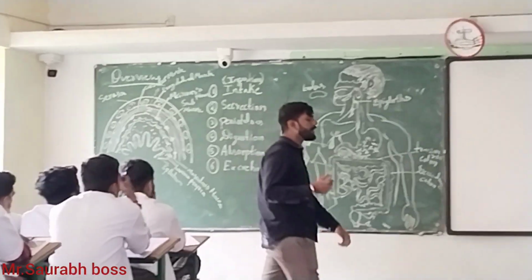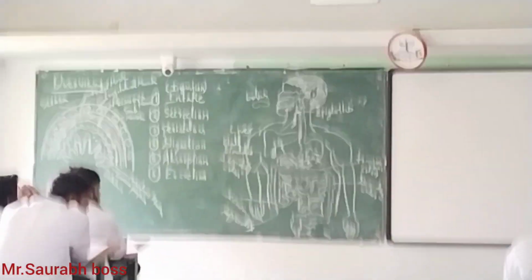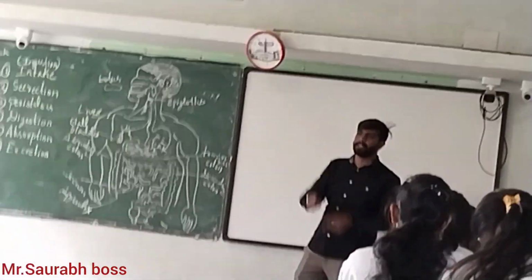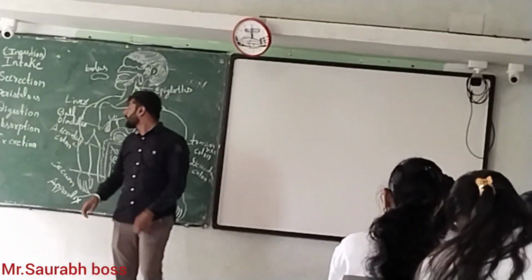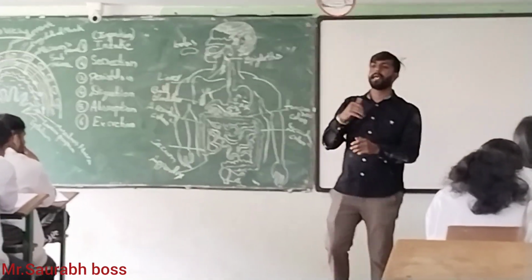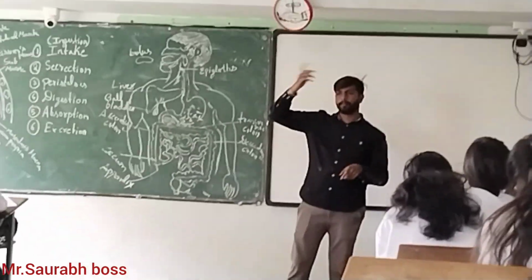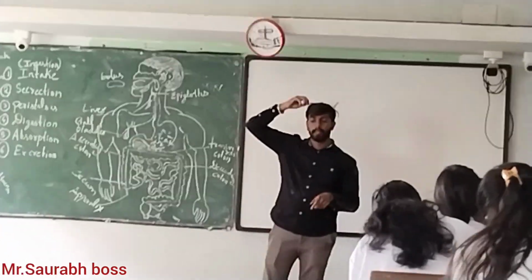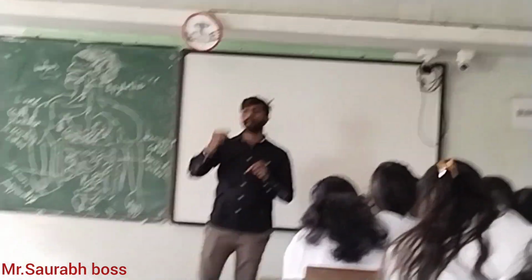Non-keratinized means it does not have keratin. Stratified means it has more number of layers. Squamous means it is a flat, square shape. Epithelium means the protection layer. So in the esophagus, it has a non-keratinized stratified squamous epithelium. If it is keratin, it will be hard, correct? It is non-keratinized; I am telling you non-keratinized means it does not have keratin.